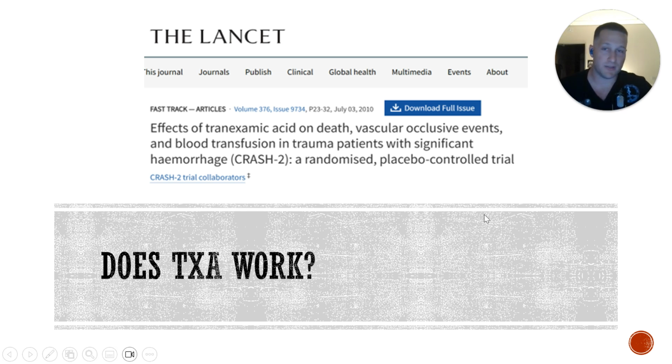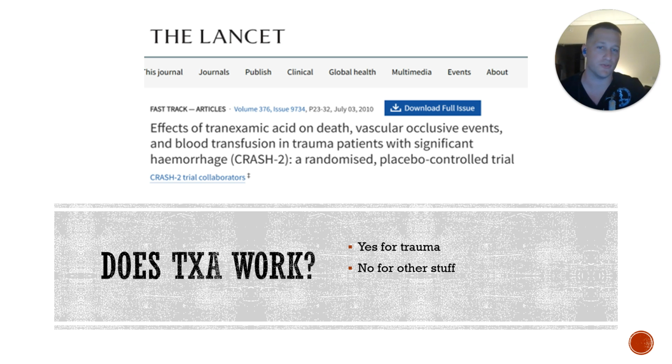The overall question was basically, if you give TXA, does it work? What are the effects on death and vaso-occlusive events, which means blood clots in your vasculature, and on blood transfusion in trauma patients with major hemorrhage? And the answer was yes. TXA does work in trauma. It has some no's for other stuff and then some caveats, but this one was just for trauma.